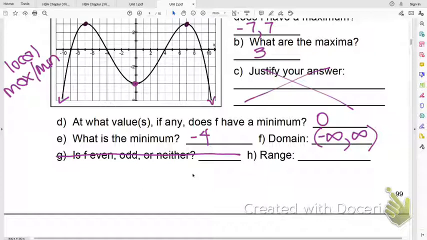Range on this one, if it goes all the way to the bottom, where does my range start? -infinity, and then stops at what Y value? 3 with a bracket. All right, I am done with notes.